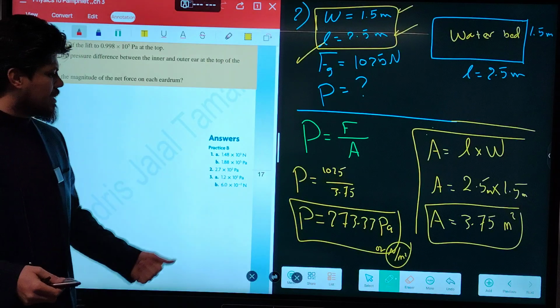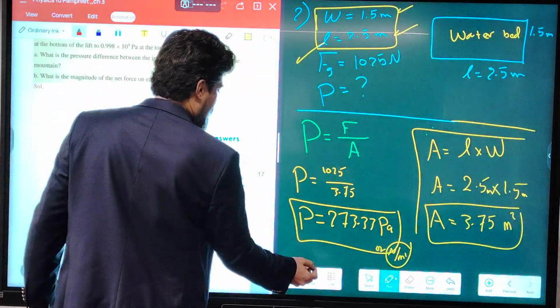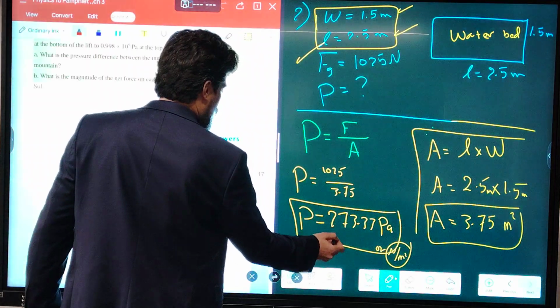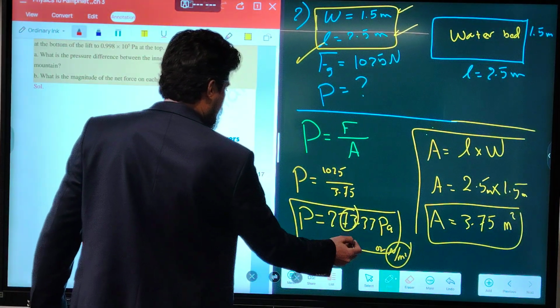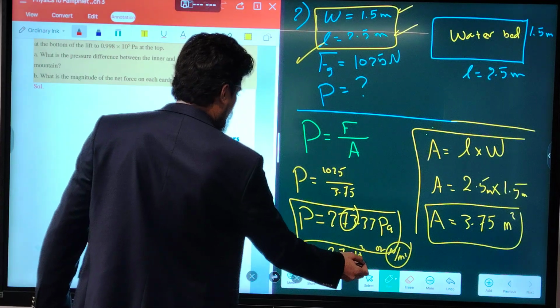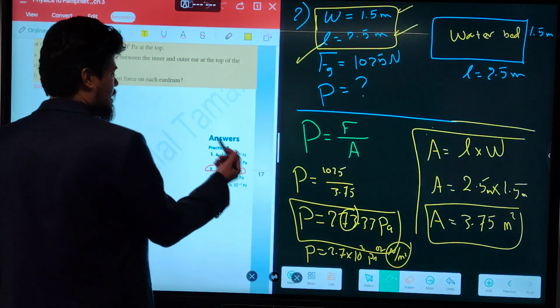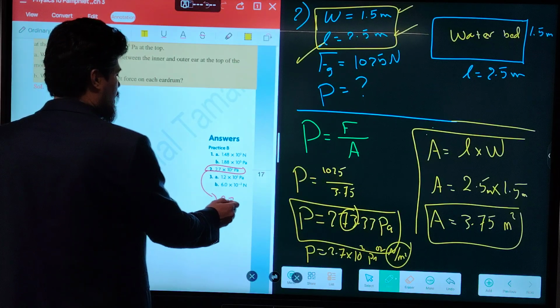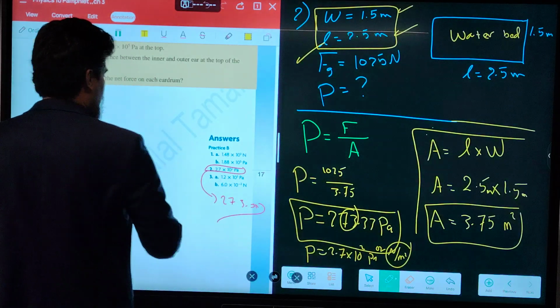Question 2, you can also say 2.7 times 10 to the power 2. It doesn't matter, guys. By scientific notation, P is equal to 2.7 times 10 to the power 2 Pascal, keeping two digits. Both are correct. 2.7 times 10 to the power 2 or 273.3 Pascal is the same thing.